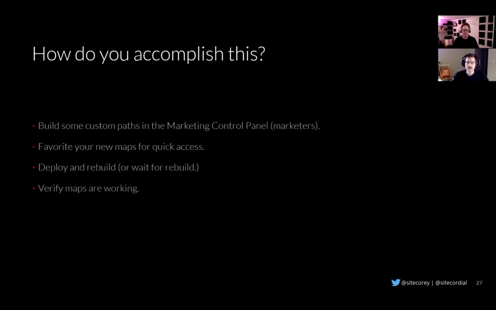This is all really something that you as a marketer can do. You're going to build those custom paths in the marketing control panel, favorite them, and deploy. They may take a little time to build. You can ask your devs to accelerate that process, but you don't have to. It doesn't take too long for them to build. And then just verify your maps are working. If you do have any issues and you don't feel like they're working right, that's where you might have your devs look at the logs and see what's going on. But properly set up, they should be working just fine.